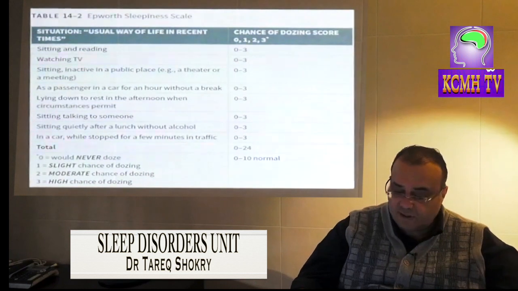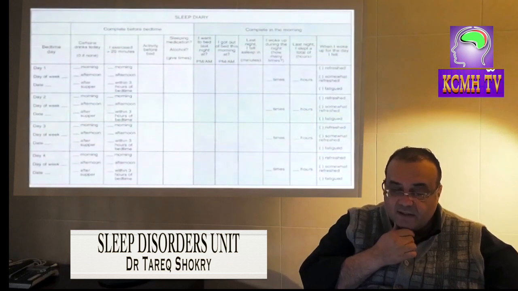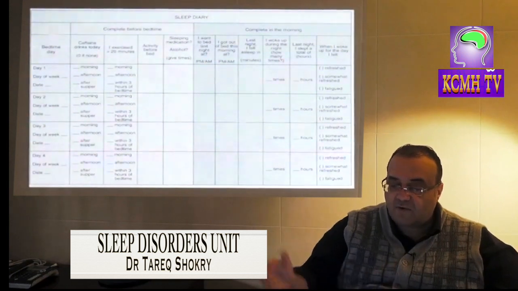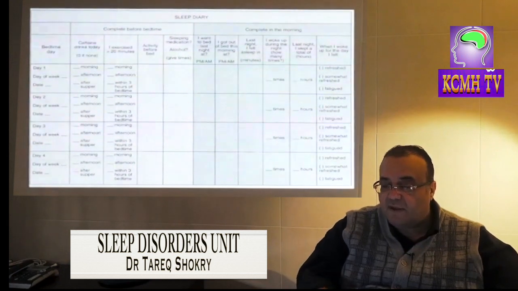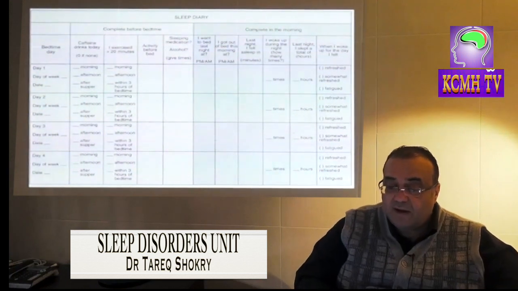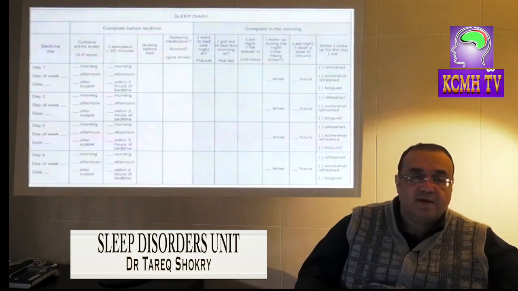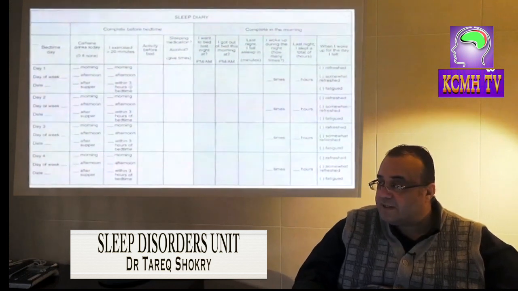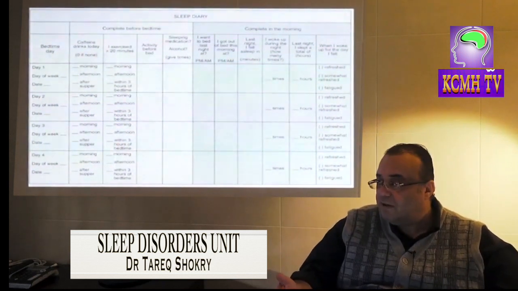Okay? This is important. This is a sleep diary. The sleep diary, as you see, has 2 different colors, the light color and the dark one. The light one is completed before bedtime. This is very important. This side will be completed in the morning. Everything is obvious in the sleep diary. It is very important to be filled for 2 weeks before the patient comes to the clinic, simply to get a hint about the sleep pattern of this patient.